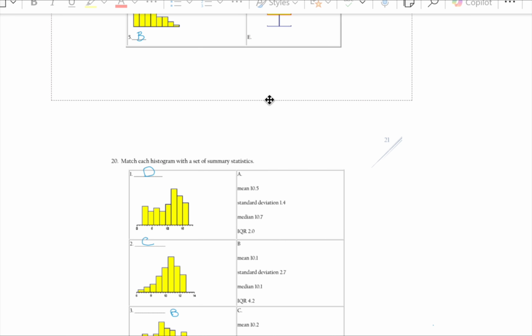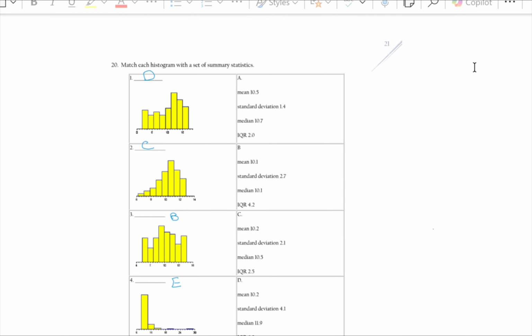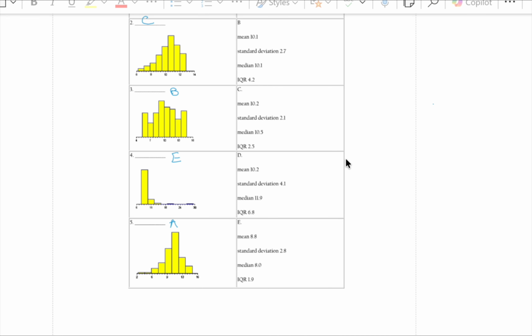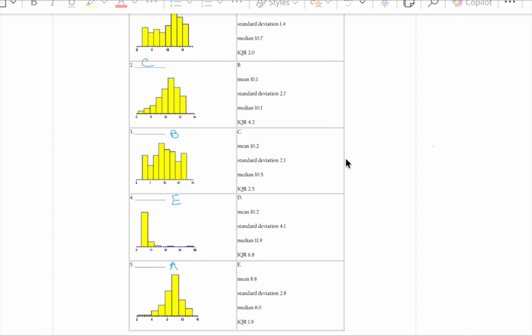So I wish you would review all of your notes from this unit, and these problems test whether you understand how skew affects mean and median, and how spread affects standard deviation and IQR. Also, how outliers show up in box plots and summary statistics. And if you always analyze the shape first, then those questions stop feeling random and start feeling logical.